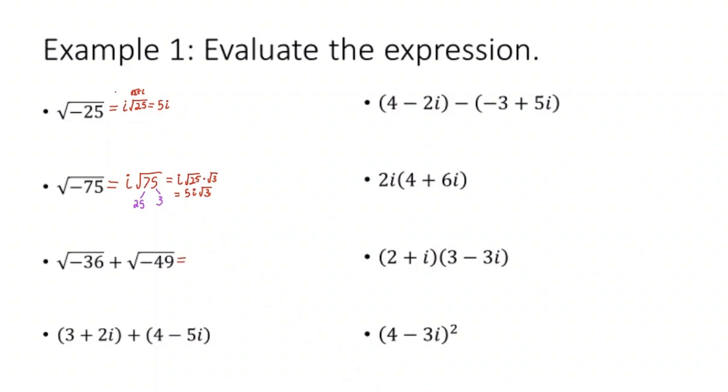Following our order of operations, first we have to take the square roots. Well, the square root of negative 36 we know is going to involve an i because we're taking the square root of a negative number. And the square root of 36 is 6. So the square root of negative 36 is 6i.